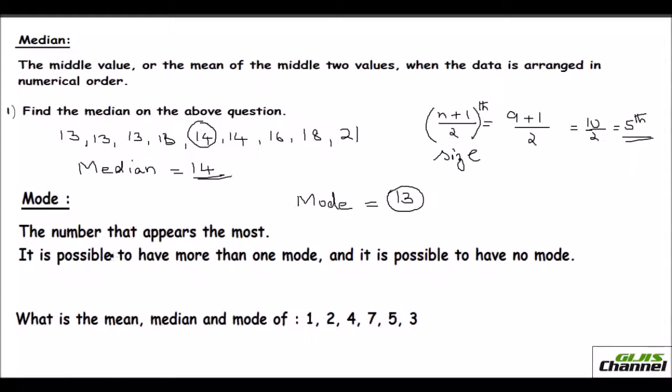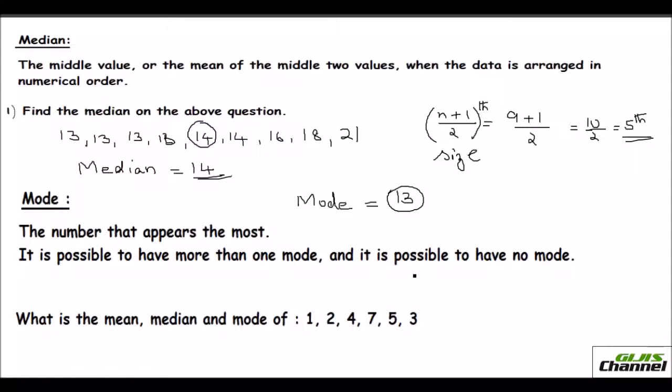So I just sum up. Mean is the average of the numbers given, and median is the middle value of the numbers given, and mode is the number which has been occurring repeatedly, more number of times. In a set of given numbers, you may have more than one mode also.